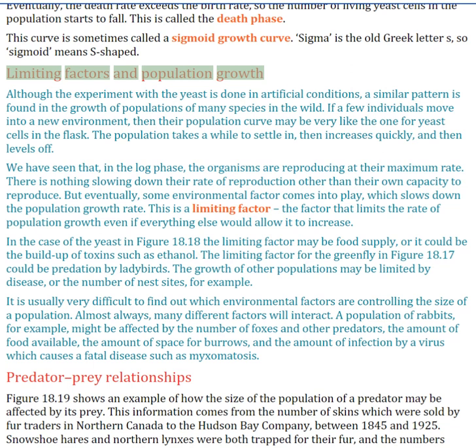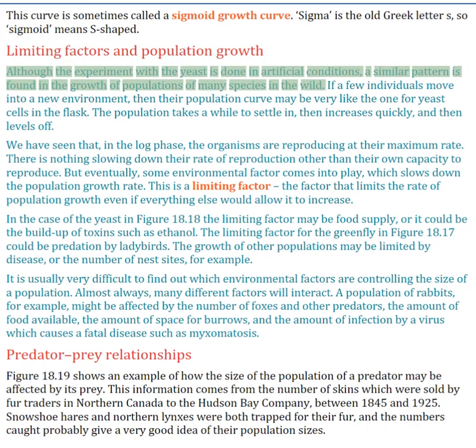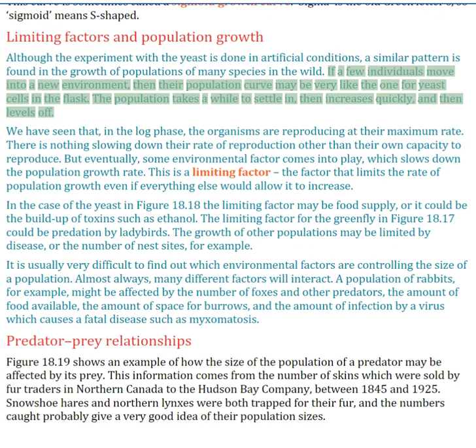Limiting factors and population growth. Although the experiment with the yeast is done in artificial conditions, a similar pattern is found in the growth of populations of many species in the wild. If a few individuals move into a new environment, then their population curve may be very like the one for yeast cells in the flask. The population takes a while to settle in, then increases quickly, and then levels off.